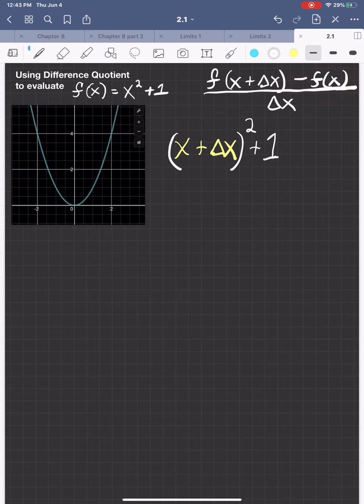So let's go ahead and do that now. So we want to minus. Anytime I'm subtracting, I've just trained myself to use some grouping symbols. Okay? So I want to minus what? Well, I want to minus f of x. Well, what is f of x? Well, f of x is given to us. It's just x squared plus 1. So to minus f of x is to minus x squared plus 1.